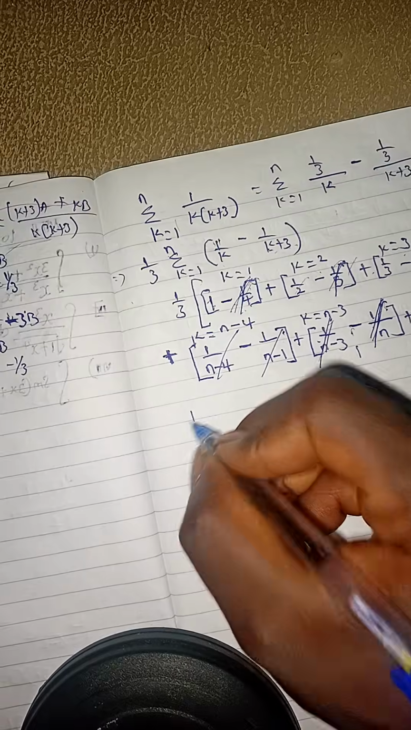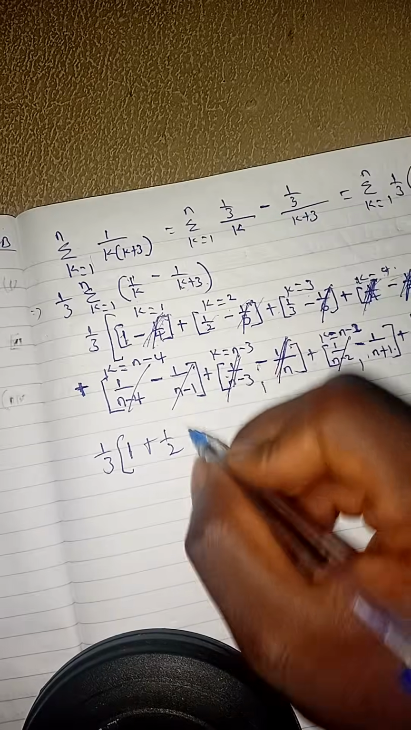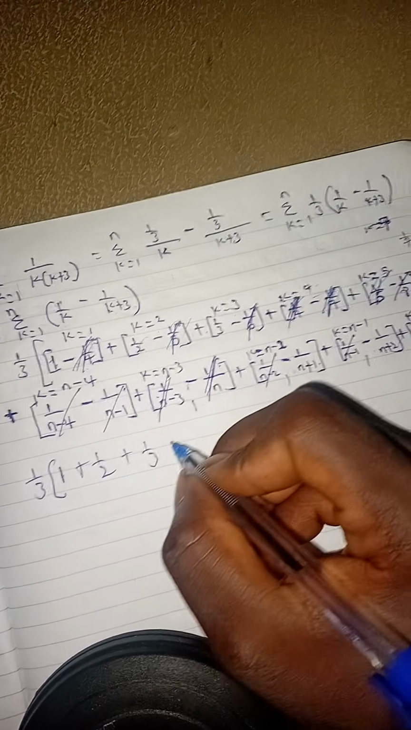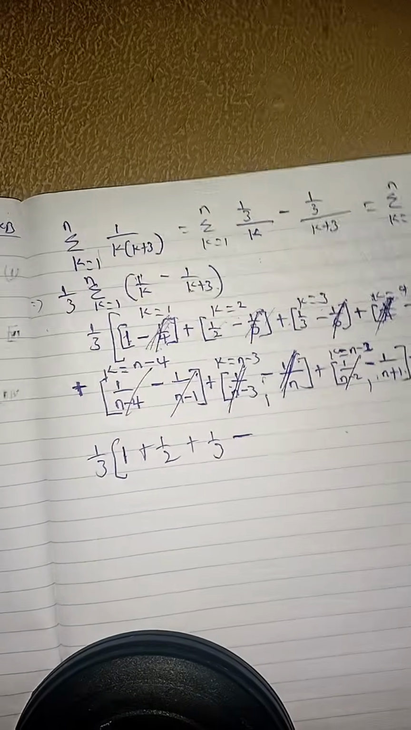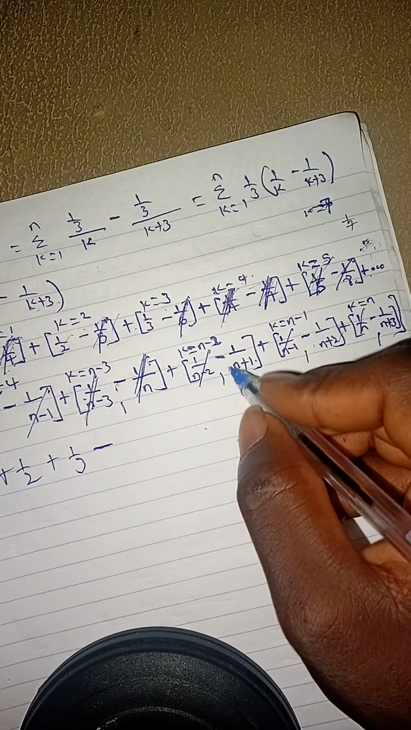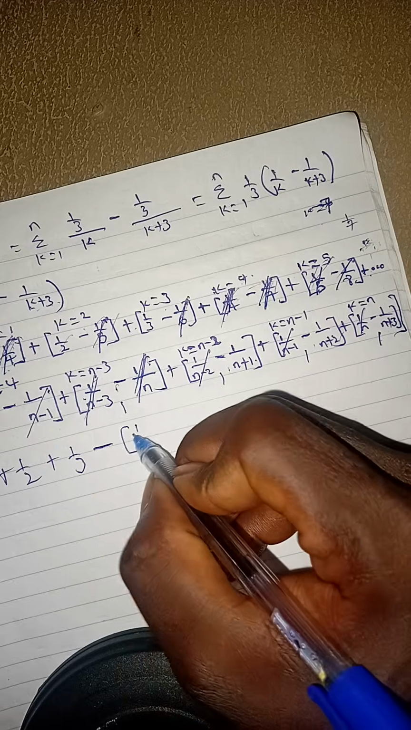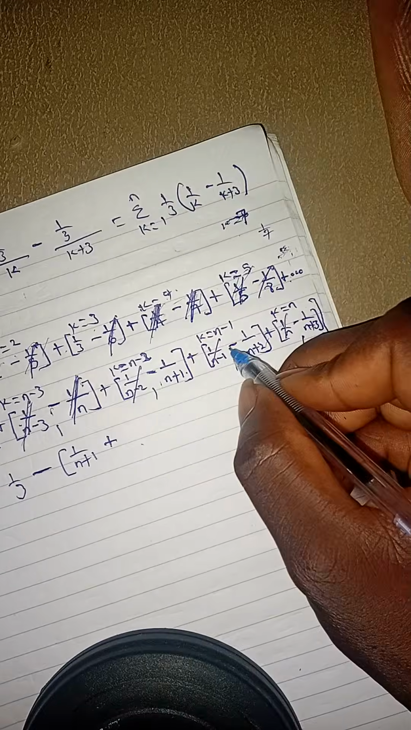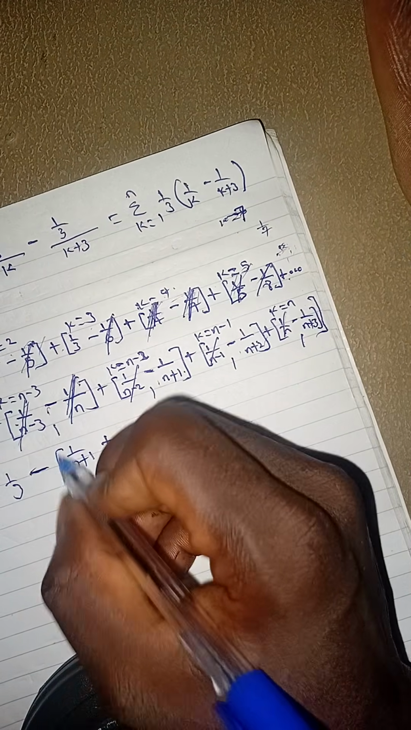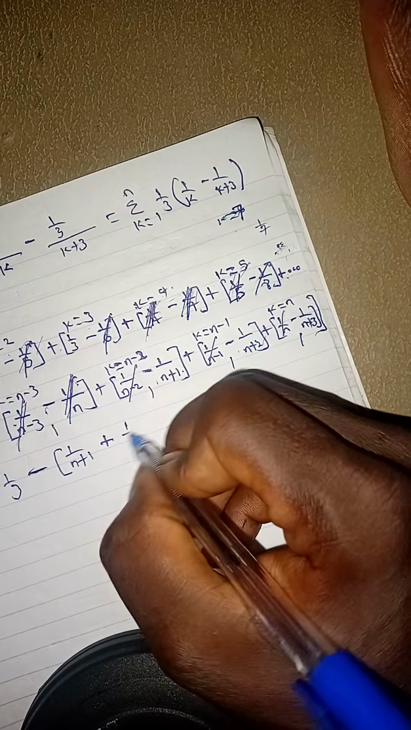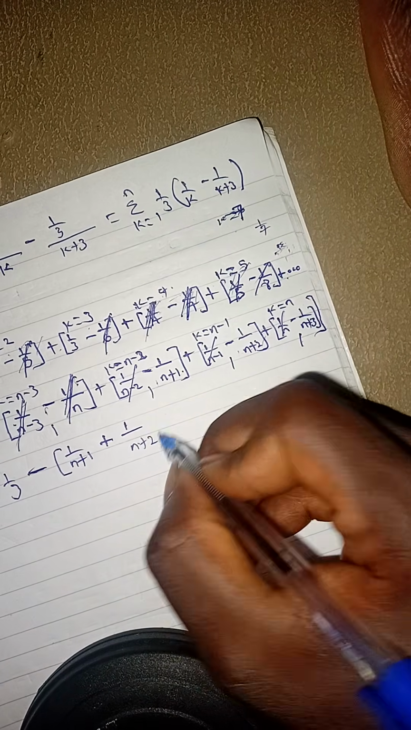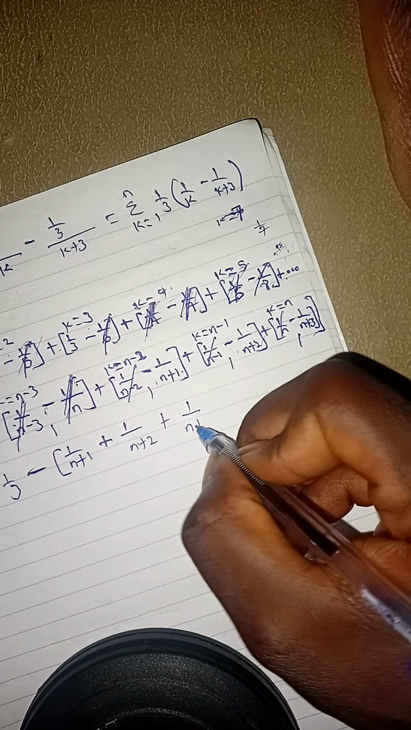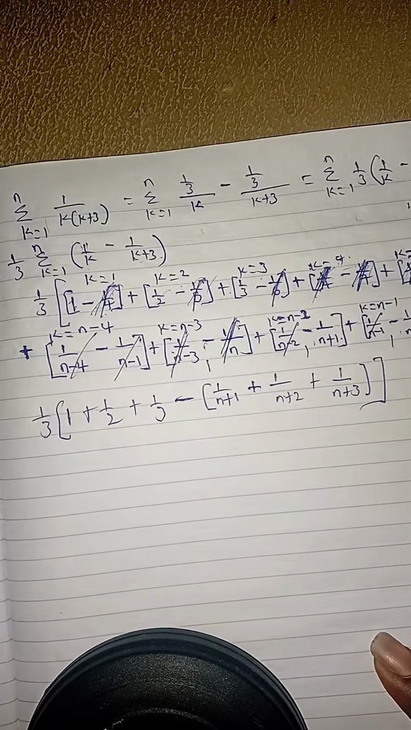So everything becomes 1 over 3 into 1 plus 1 over 2 plus 1 over 3, minus, use your bracket, 1 over n plus 1 plus, this is minus, right? But because there is a minus outside, use bracket, then this will become plus 1 over n plus 2 plus 1 over n plus 3. So this is your summation of the first n terms.